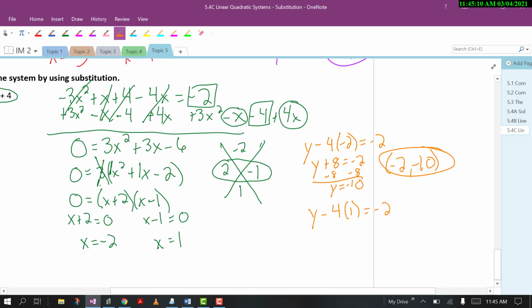The other one, y minus 4 equals negative 2, add 4 to both sides, and y equals 2. So we have our second solution. Our x was 1 and our y was 2. So there are two solutions. That's what we're doing with substitution method.